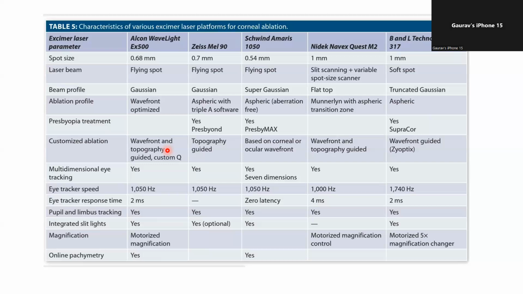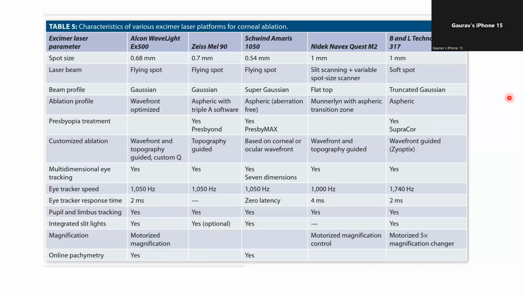Right. I was just keen to understand which of these machines, as you mentioned, some of the new machines have an active cyclotorsion tracking. I don't know which one has it. I don't think the EX500 has it. Sir, I will find out and put it up. Sure.